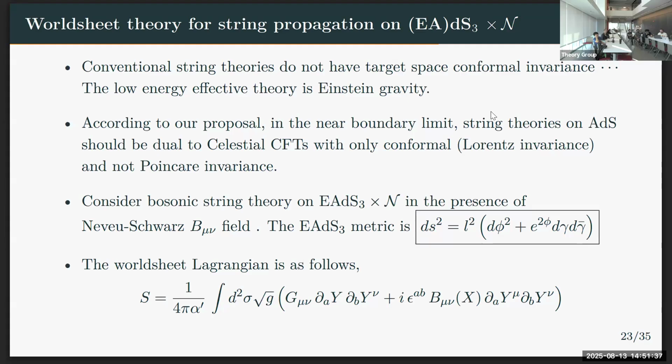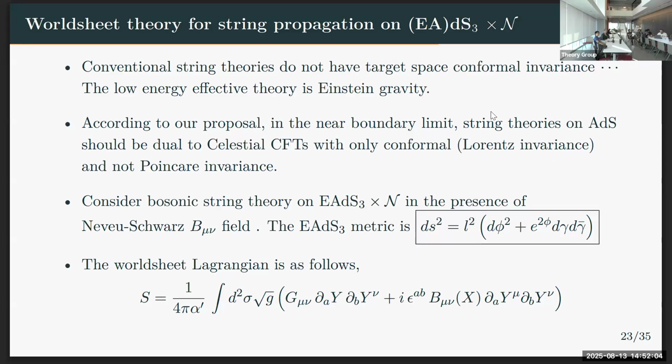So for this, let's consider a bosonic string theory on three-dimensional Euclidean AdS times some N, which is some 23-dimensional compact manifold, and we do this in the presence of NS B field, right? So now the way we take the background is as follows: ds squared is L squared d phi squared. This I showed before.